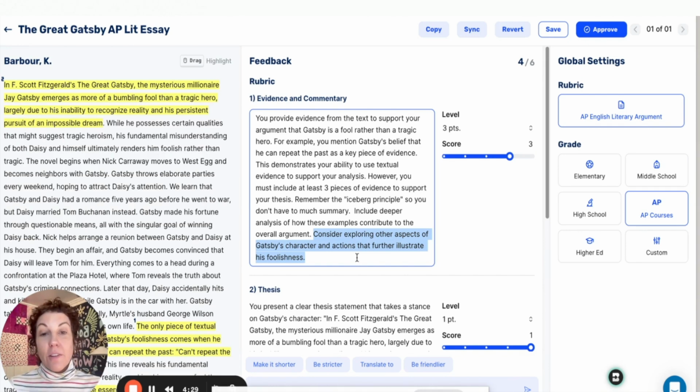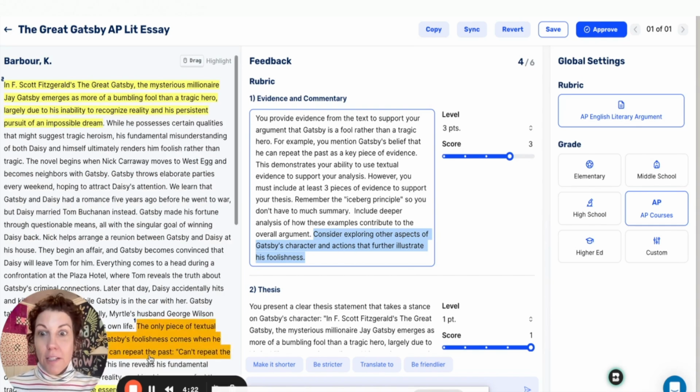And so I can then sit down and talk with the student and say, let's talk about his behavior at the parties that he was throwing. What is that showing us about his foolishness?